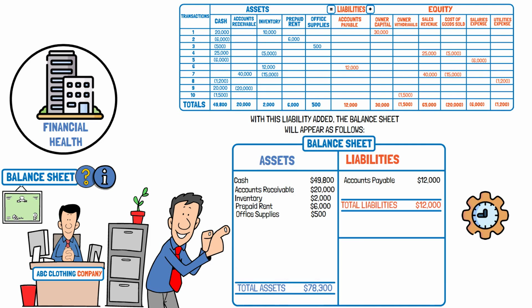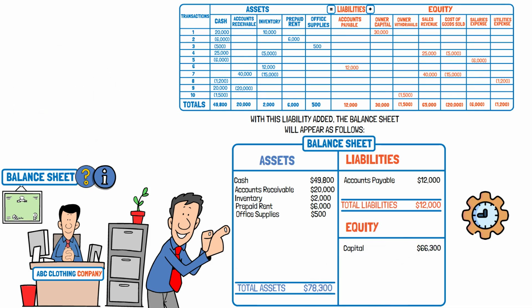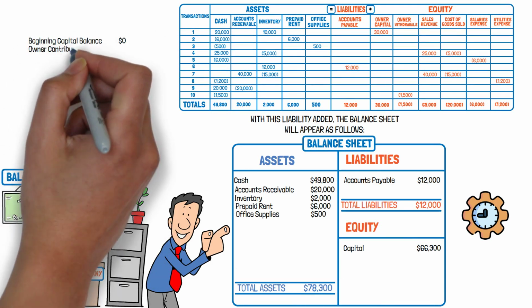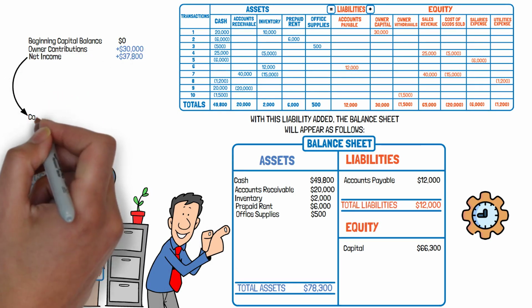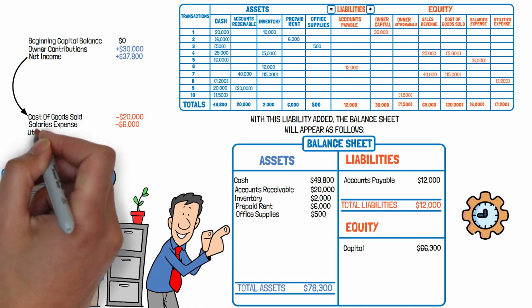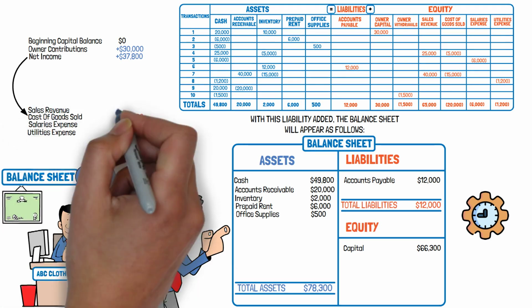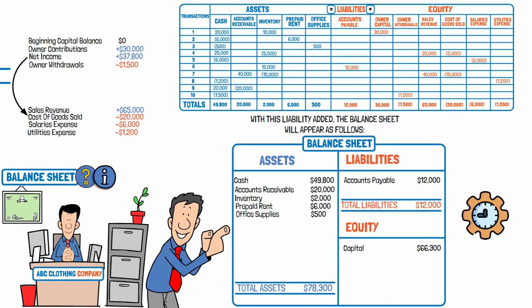Finally, we'll complete the balance sheet with the owner's equity section, represented by the ending capital balance of $66,300. This balance is calculated starting with the beginning capital balance of $0, adding owner contributions of $30,000 and net income of $37,800, which comes from subtracting the cost of goods sold $20,000, salaries expense $6,000, and utilities expense $1,200 from sales revenue of $65,000, then subtracting owner withdrawals of $1,500.